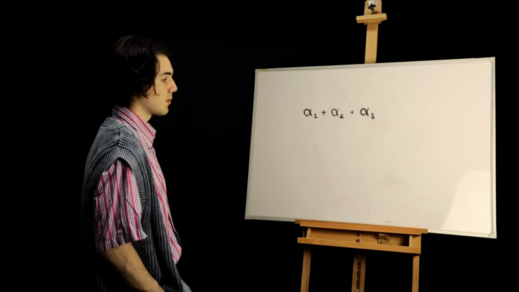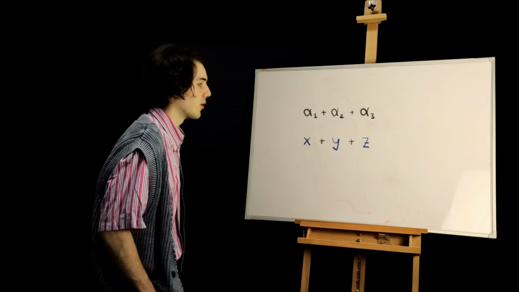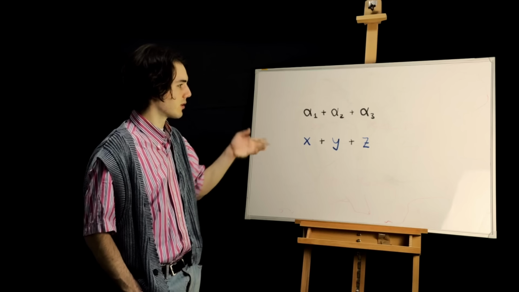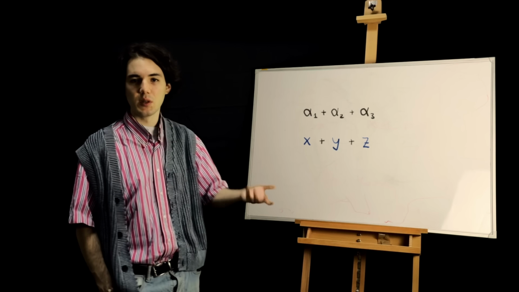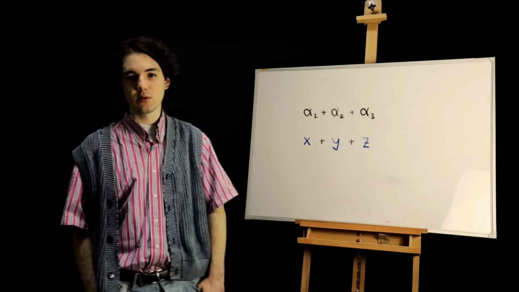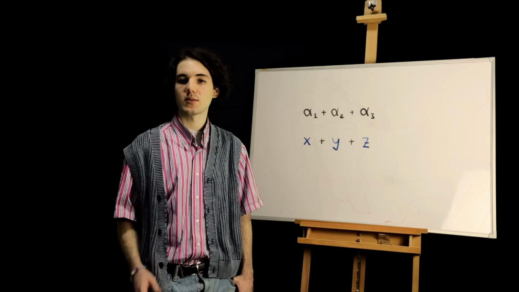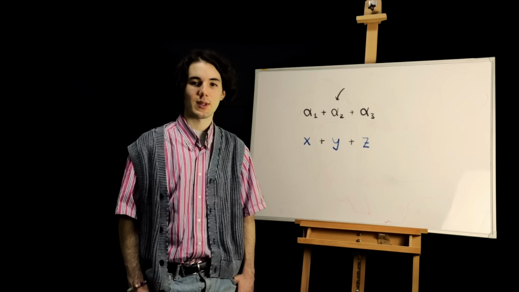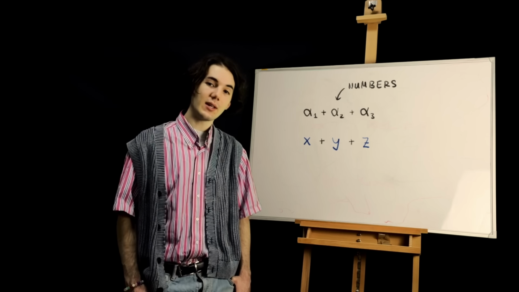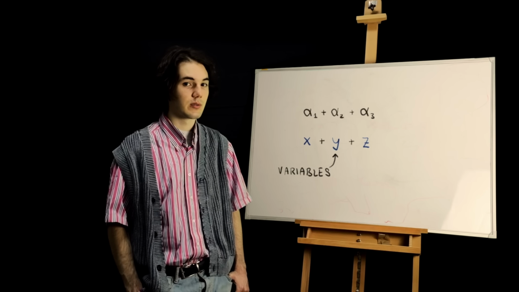And at other times, you might see polynomials like x plus y plus z. And on the surface, those two things might look rather similar. Both are just expressions built out of symbols and possibly numbers. This makes it all the more important to stress that they are not the same thing. So in the first case, alpha 1, alpha 2, and alpha 3 stand for complex numbers whose value we don't know. While in the second case, x, y, and z are not numbers, they are variables.